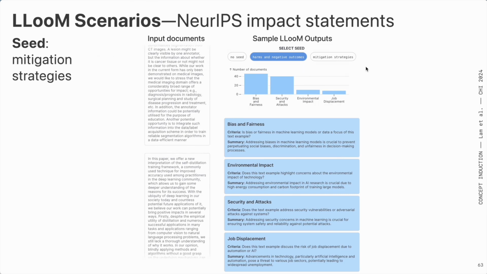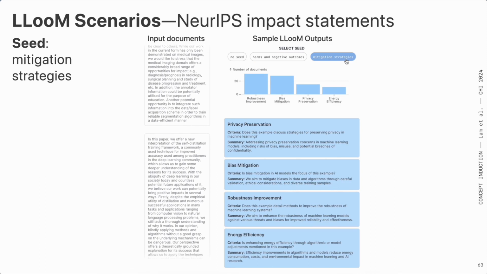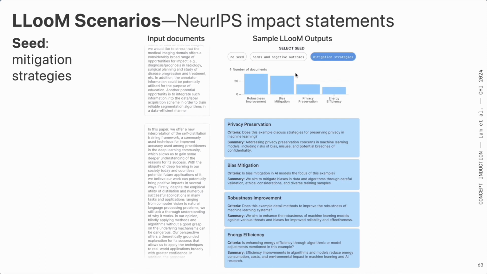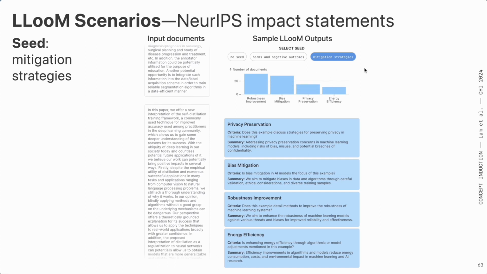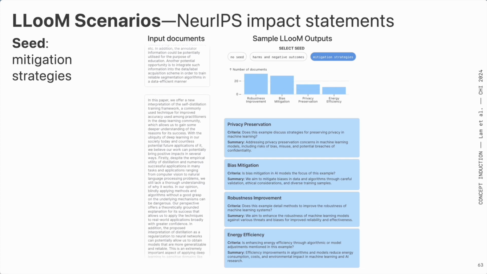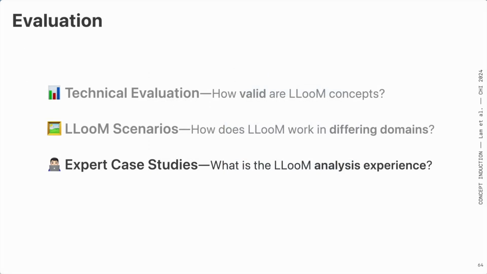Then we can look at mitigation strategies authors propose with a different seed. Authors commonly discuss ideas like improving robustness and mitigating bias, perhaps reflecting a greater emphasis on system performance as opposed to other possible negative societal and human impacts. These scenarios give us a glimpse into how LLooM concepts can illuminate recurring themes in a dataset.